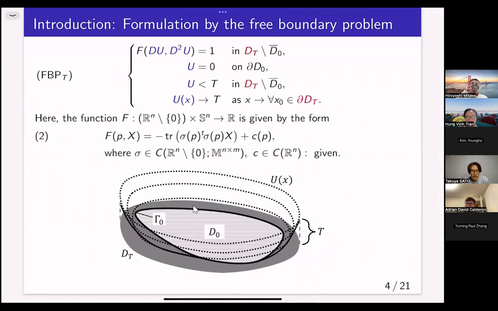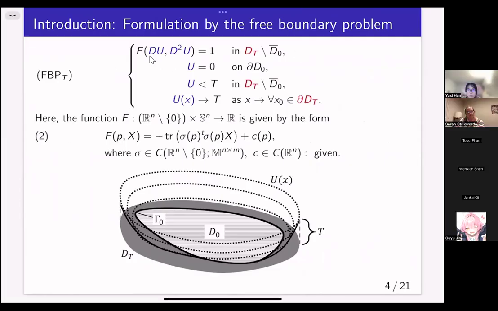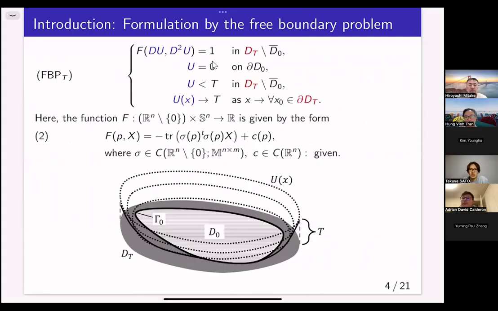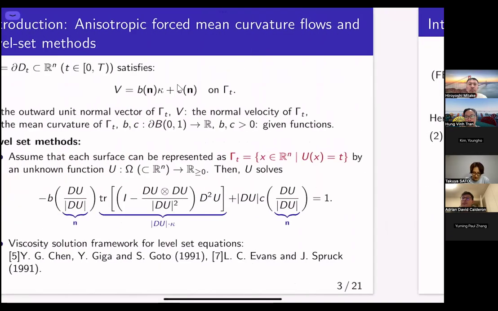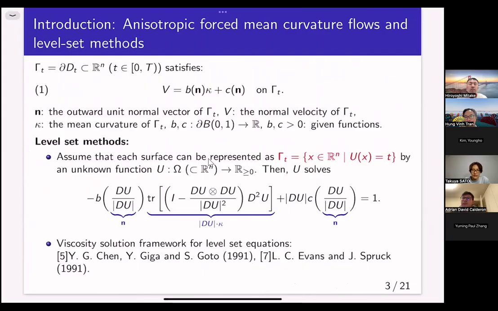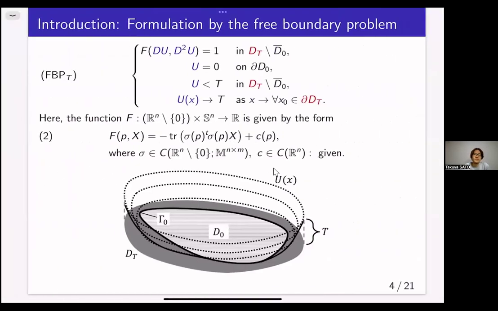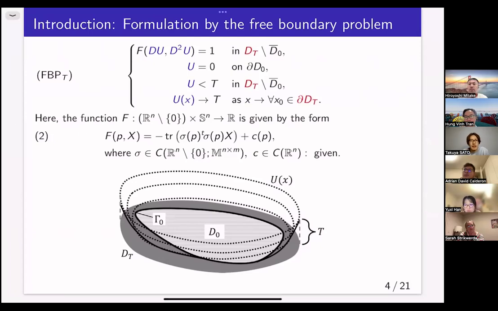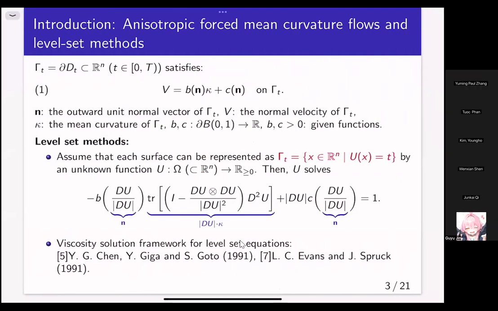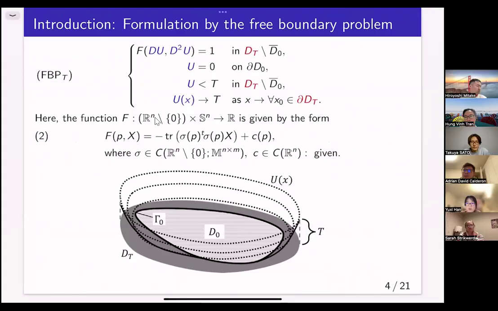And next, in this study, we study a free boundary problem for the equation f equals 1. Here, the f is this left-hand side. And we slightly generalize the model in this model and consider these four conditions for unknown function u.